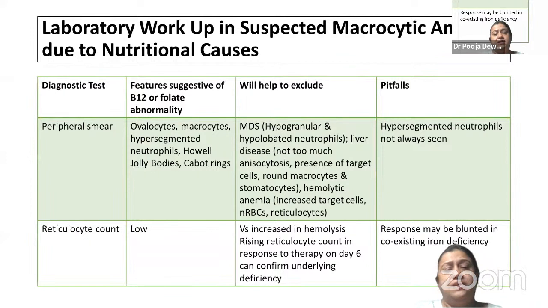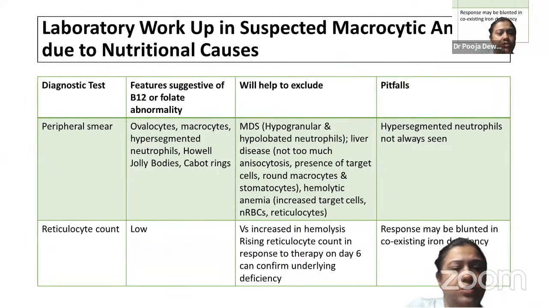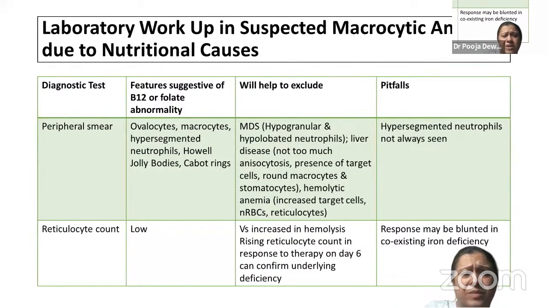So peripheral smear is something we rely on to distinguish a lot of these conditions. You look at the peripheral smear and you look specifically for presence of ovalocytes, which are similar to your macrocytes. They are oval in shape. Then you look for hypersegmented neutrophils. You look for Howell-Jolly bodies and Cabot rings.